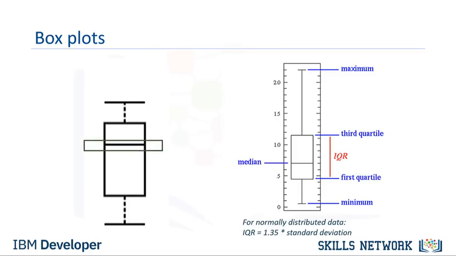A box plot essentially looks like this. The thick line in the box represents the median. The top part of the box is the third quartile. The bottom part of the box is the first quartile. The line at the bottom is the minimum value, and the line at the top is the maximum value. And the range between the first quartile and the third quartile is called the interquartile range.